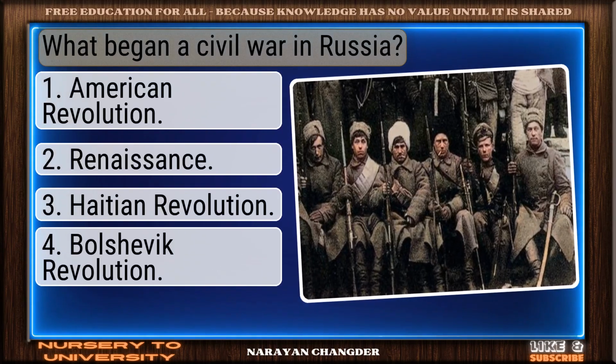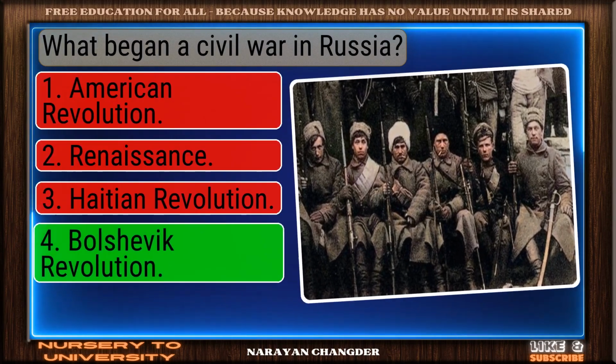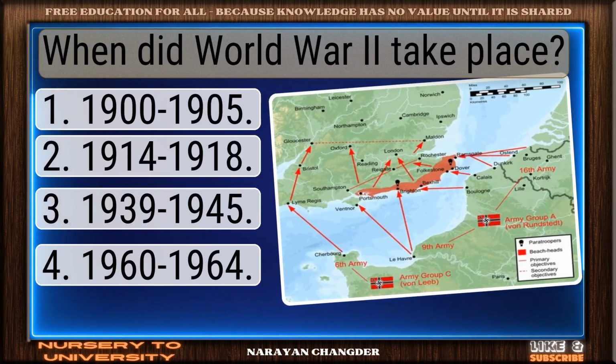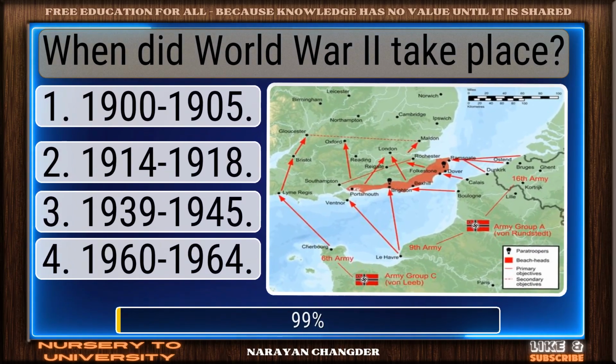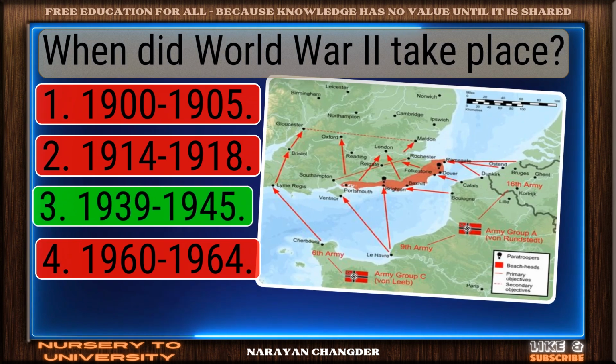What began a civil war in Russia? Bravo. Bolshevik Revolution is the answer. When did World War II take place? Excellent. 1939 to 1945 is a brilliant choice.